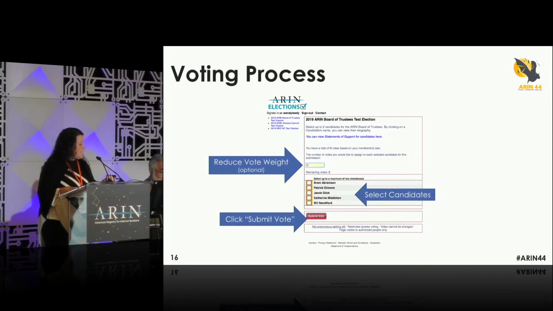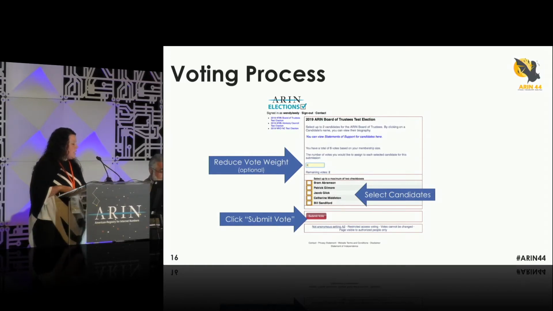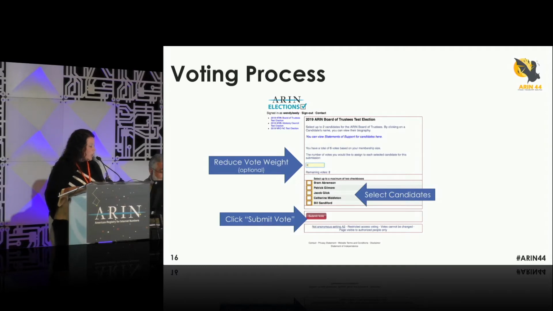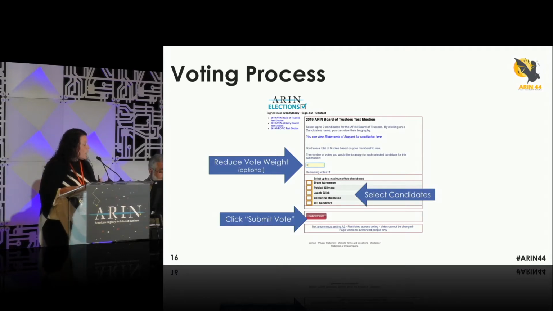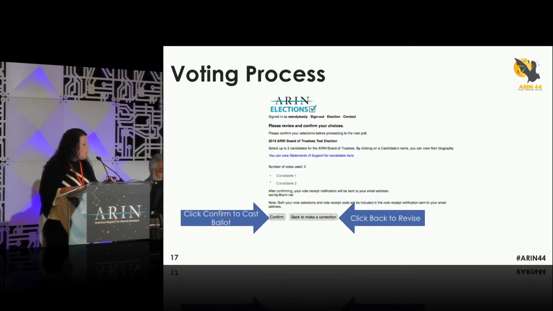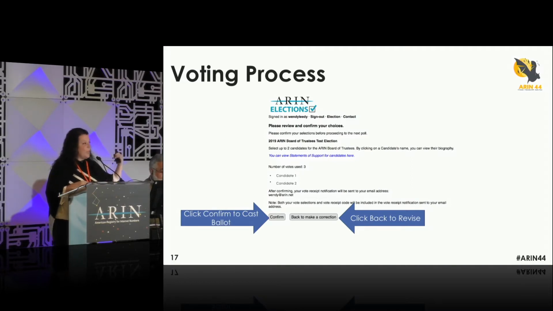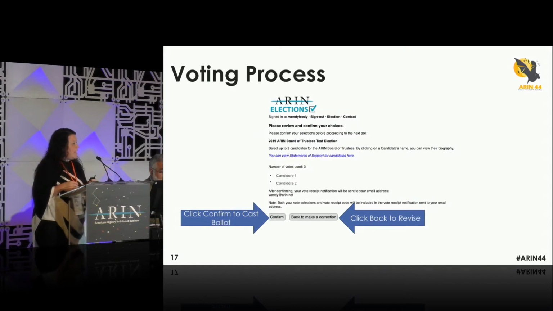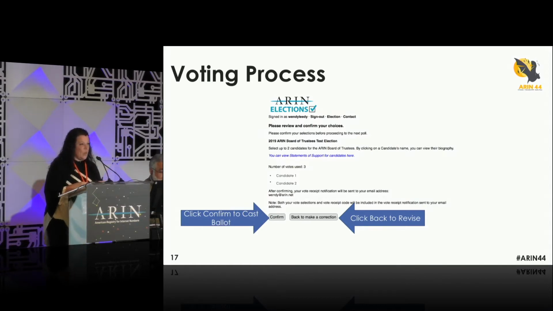For the voting process, as I mentioned, just pay special attention if you have a vote weight or vote number greater than 1. Make sure you select your candidates and then click the Submit Vote. From there, once you do so, our election software is set up so that you will need to confirm your selection. So please take a few minutes to make sure that the candidates that you selected are the ones that you wish to support. If so, you will click the Confirm to cast your ballot, or you will click the Back to revise it.